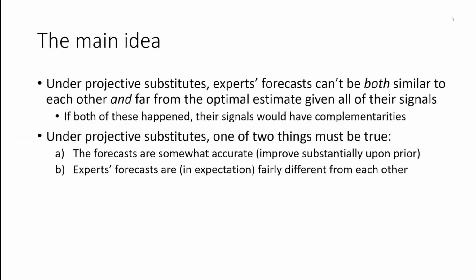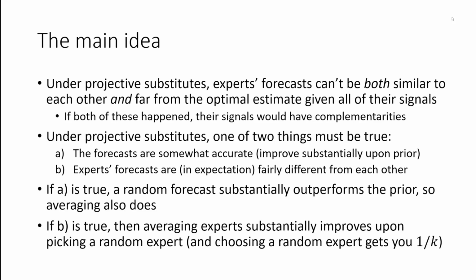So here's the main idea of the proof. Under projective substitutes, it's the case that experts' forecasts can't both be similar to each other and far from the estimate that you would give if you knew all of the signals. And basically that's because if both of these were the case, then the signals would have to have some sort of complementarity structure. And so under projective substitutes, it must be the case that either the forecasts substantially improve upon the prior, or the experts' forecasts are different from each other.